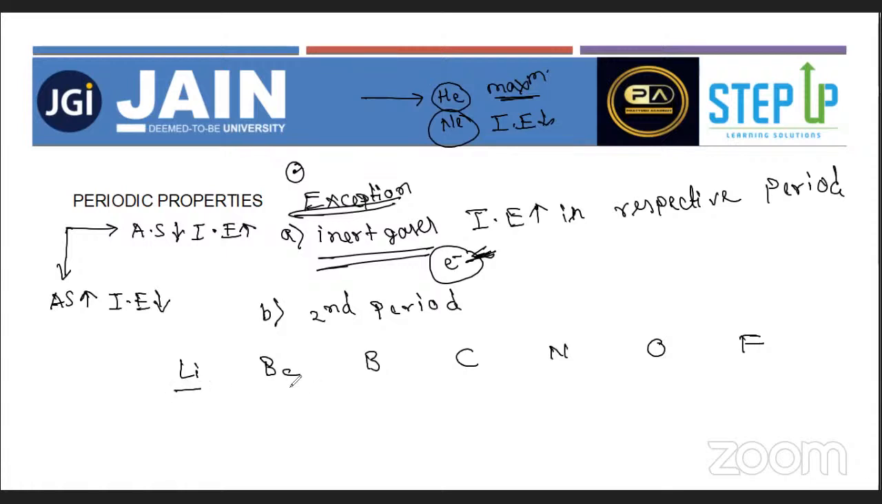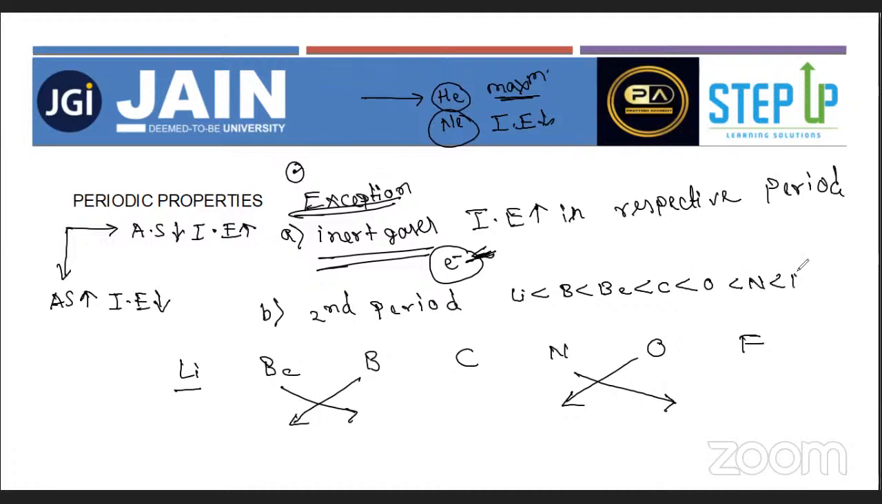This is what happens, but there is a small switch. You have to leave one, then alternate, and again leave one, then alternate. So the normal trend changes: first will be lithium, then boron, then beryllium. Then the next one will go carbon, then oxygen, then nitrogen, then fluorine, and for the last is neon. Now, why this trend? You can see there is a small switch. Why did boron come before beryllium?